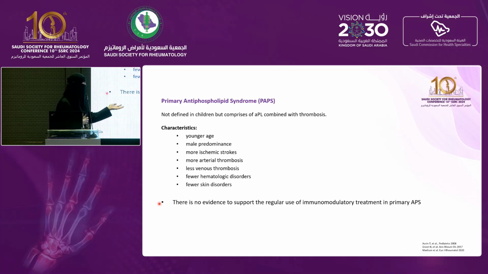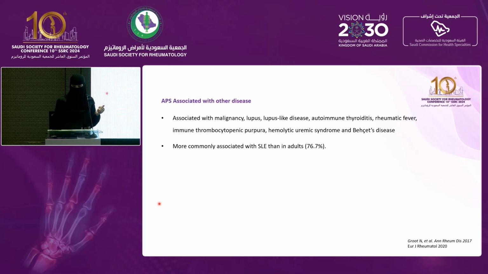And it has characteristic features for this type of disease. Usually it will come at a younger age, and it involves arterial thrombosis rather than venous thrombosis if we compare it with other types of antiphospholipid syndrome. The most common type is the one associated with other autoimmune diseases, and commonly SLE.